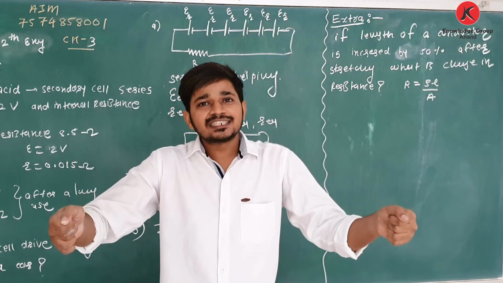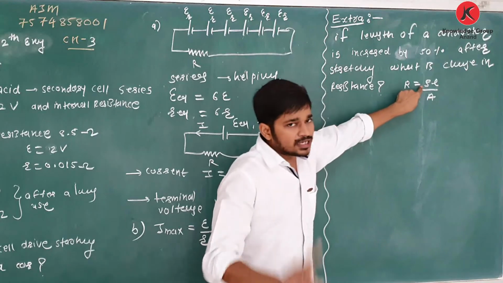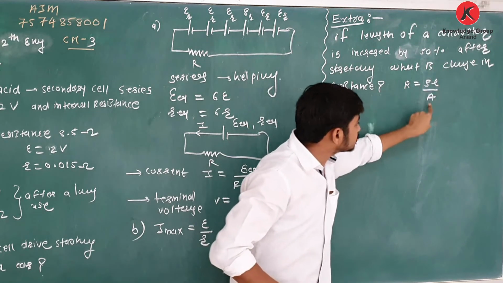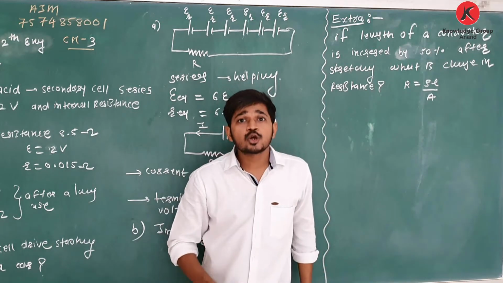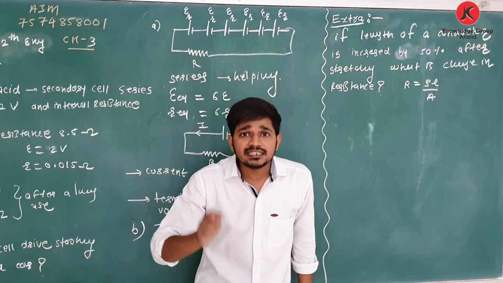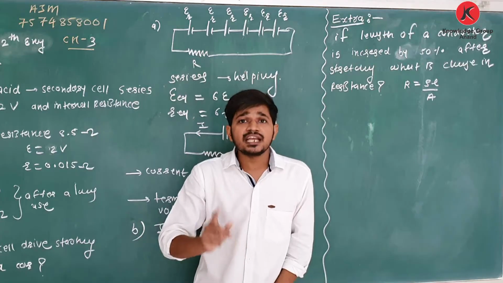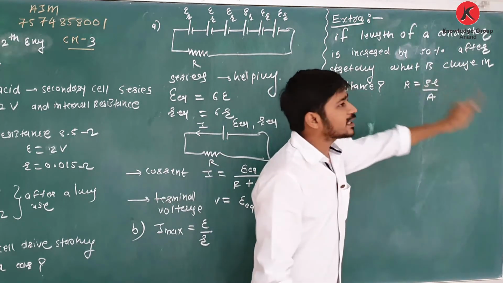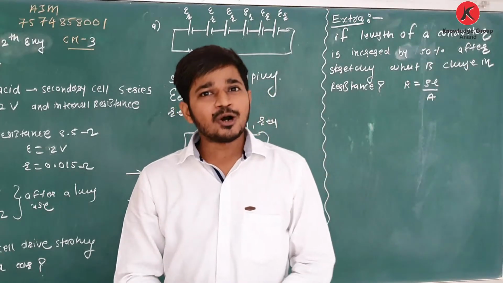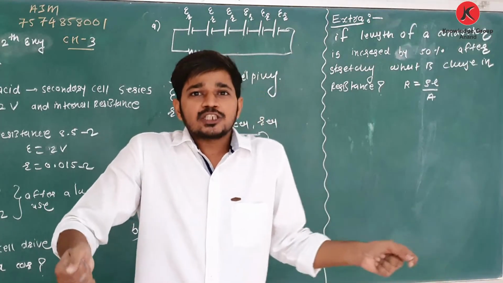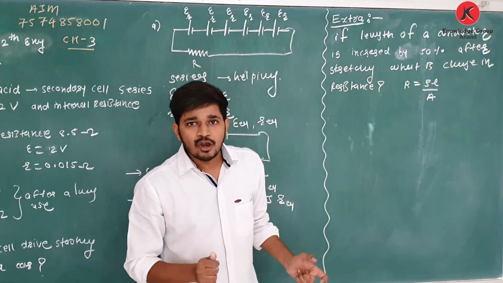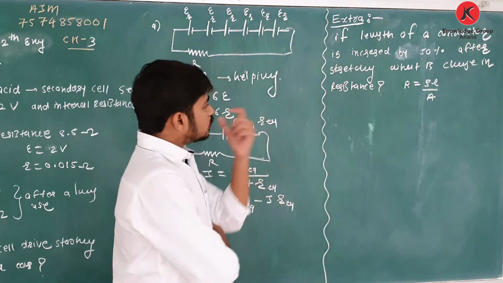its length increases. Rho, resistivity, remains constant because same material. Yes, length increases, but what about area? Cross-sectional area decreases. So we cannot write R is directly proportional to L, because as length changes, cross-sectional area also changes. Clear about this? Okay, so yes, then what to do?